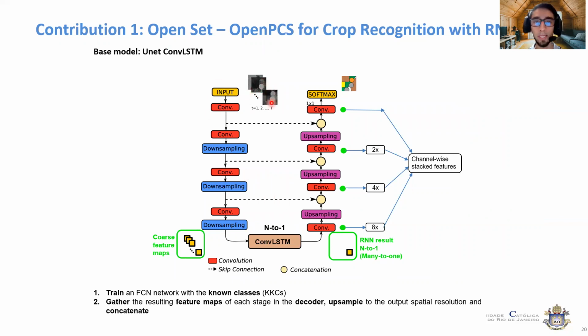So in this method, we take our pre-trained UNet recurrent network, and we put our samples through this network, and we obtain the resulting representation of each upsampling stage. So we take all these representations and we upsample the smaller representations in the decoder so that they have the same spatial dimensions, and then we stack these representations channel-wise.